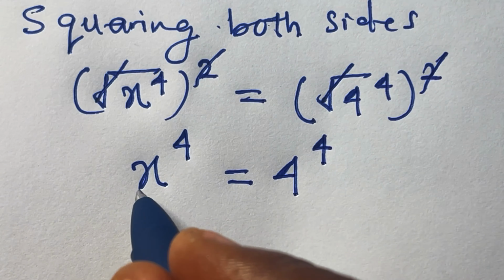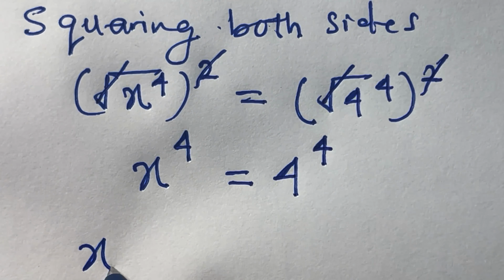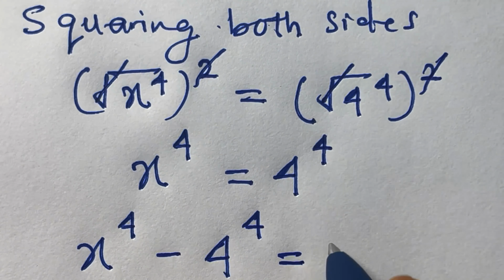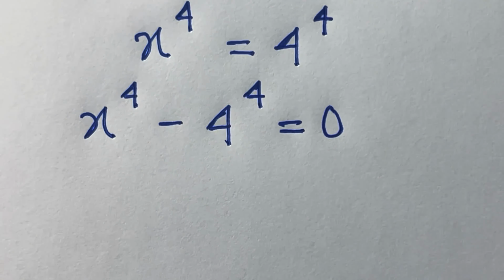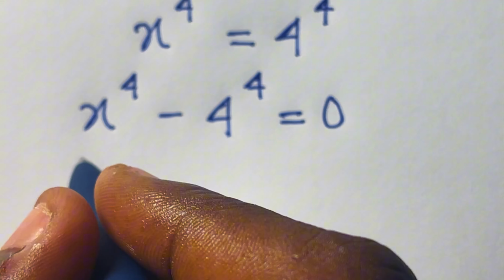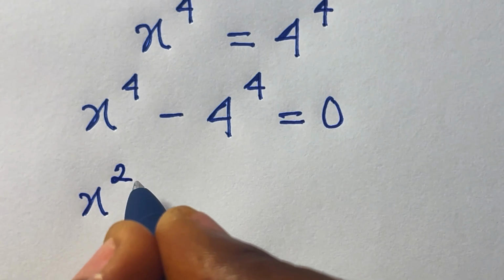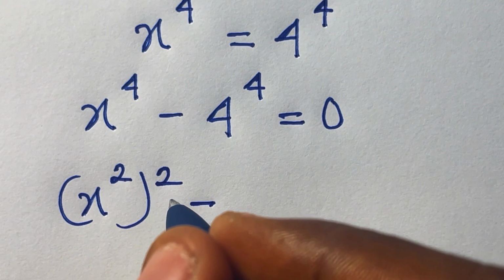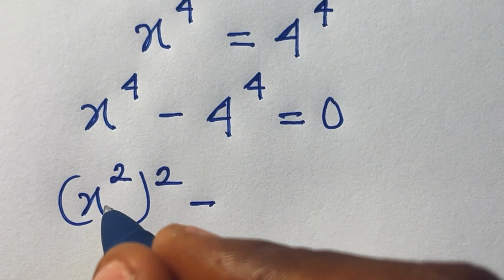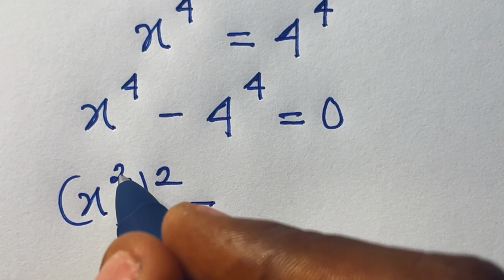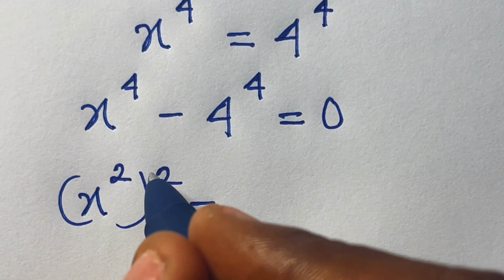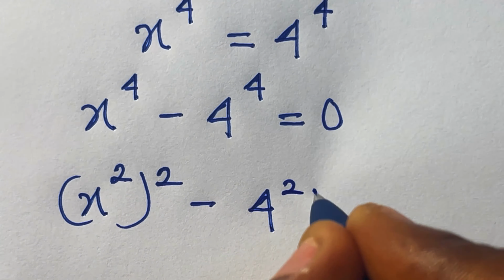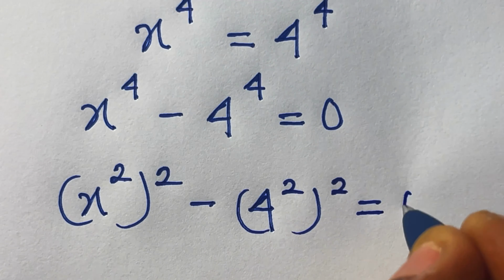So now we can transfer this to the other side. So we have x raised to the power 4 minus 4 raised to the power 4 equals 0. So from here, we have x raised to the power 2 raised to the power 2. You can express it like this because of the product power law: when a number raised to a certain power is again raised to another power, the powers are multiplied. So we have again 4 raised to the power 2 raised to the power 2 equals 0.